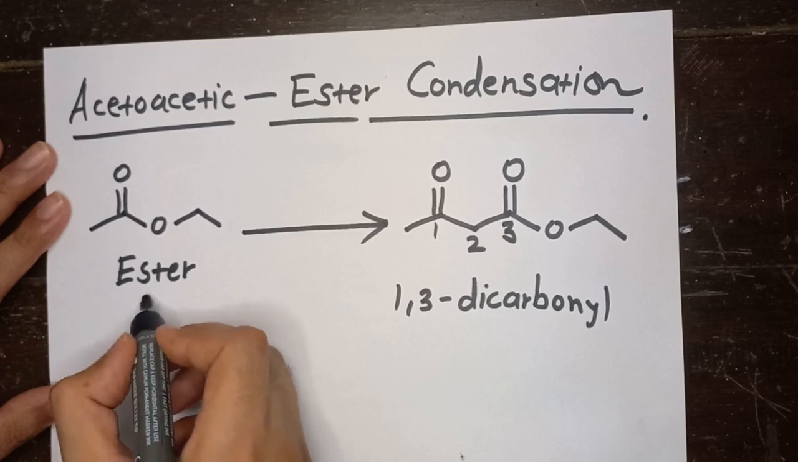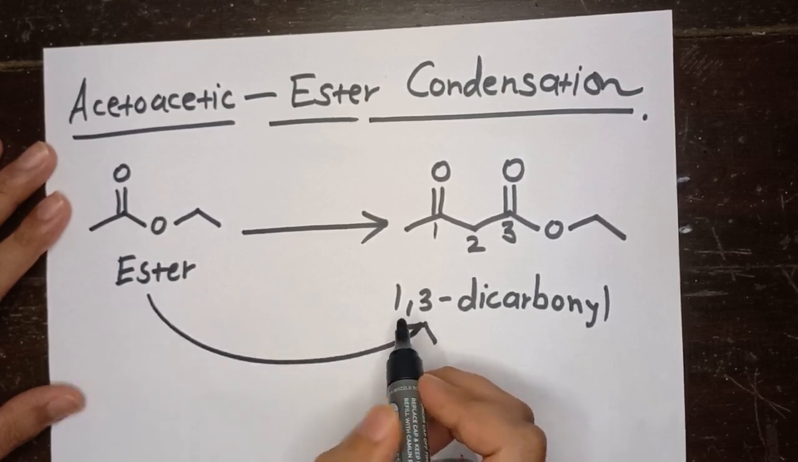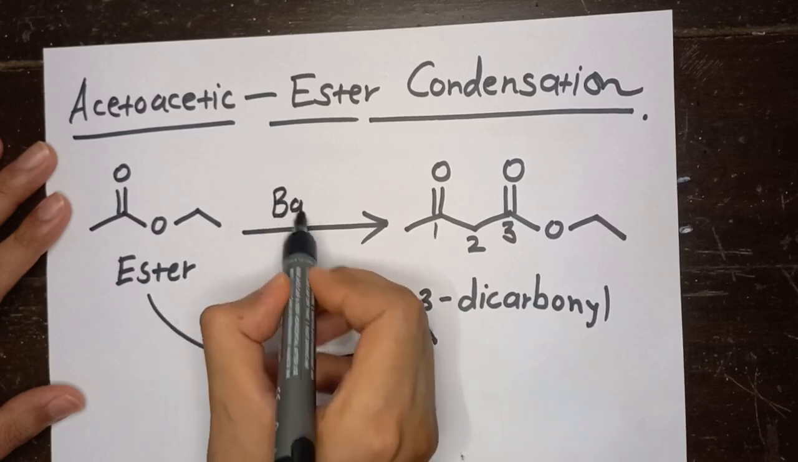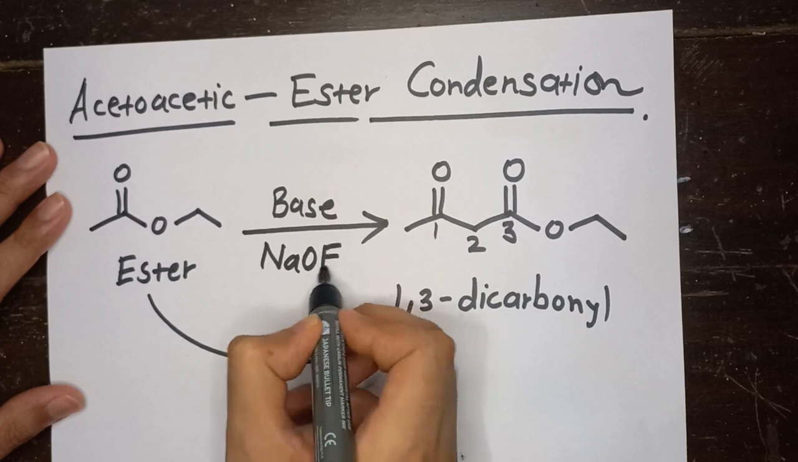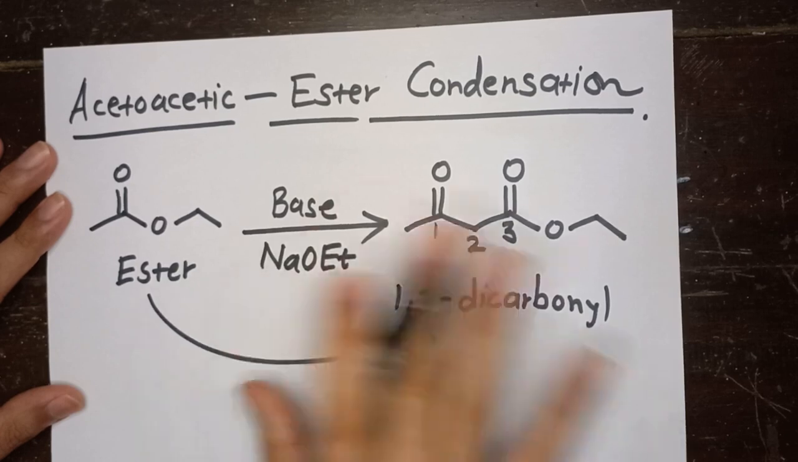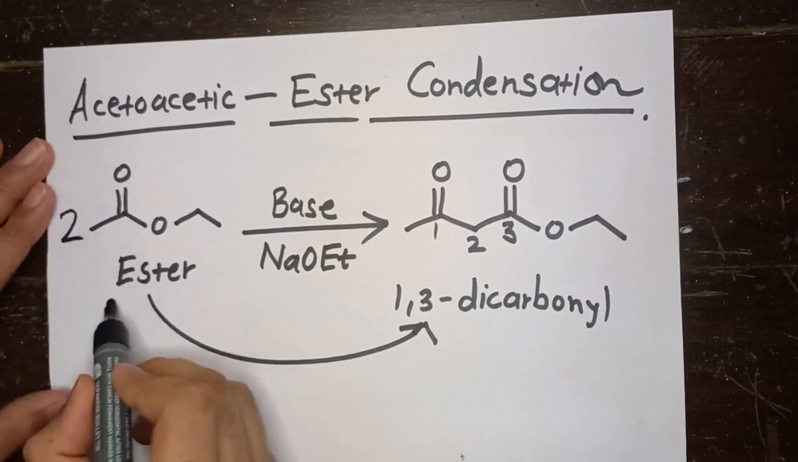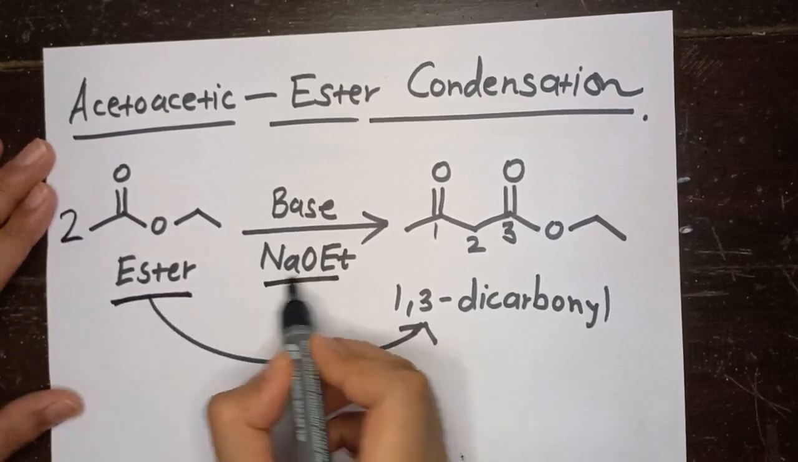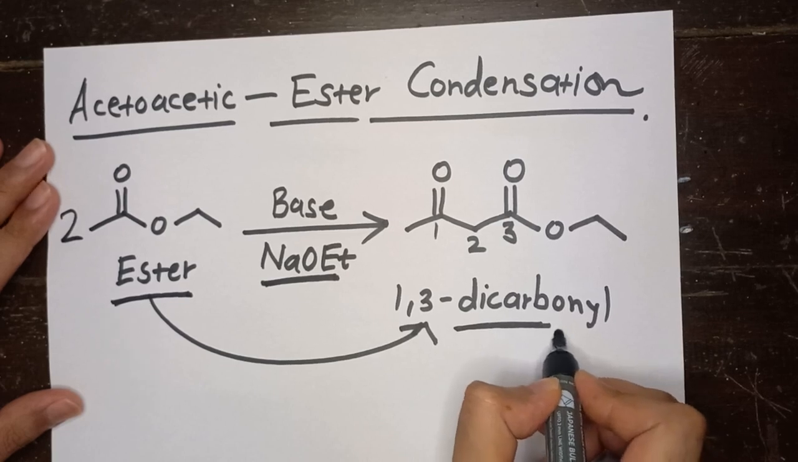And to bring out this change, to convert ester into a 1,3-dicarbonyl system, all we are using is a base. Here we are using sodium ethoxide. So this is what we call the acetoacetic ester condensation. Two molecules of ester reacting in the presence of a base to generate a 1,3-dicarbonyl system is called acetoacetic ester condensation.